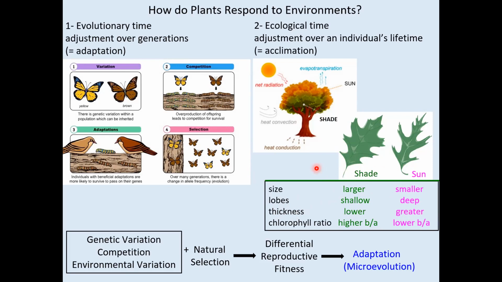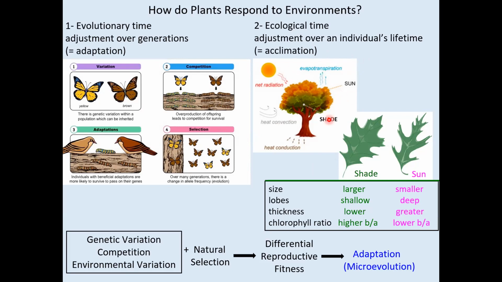Well, what's happening is the tree, the individual tree, is acclimating by producing leaves that are better suited to do photosynthesis in the environment that those leaves happen to be in. And it's certainly true that a leaf that's in the sun has to be equipped differently to do photosynthesis and be successful than a leaf that's in the shade. But here's the thing you have to remember.